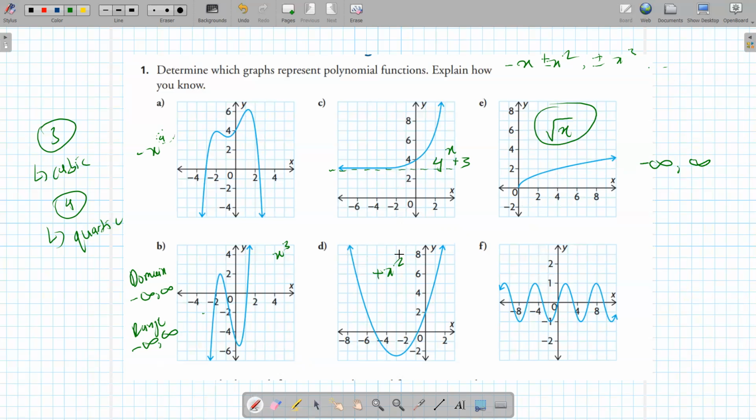What about F? Is that a polynomial? Yes. Okay, how can you tell?